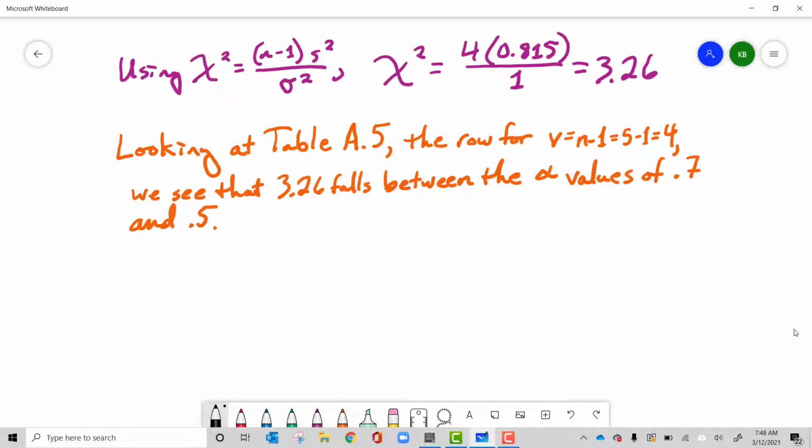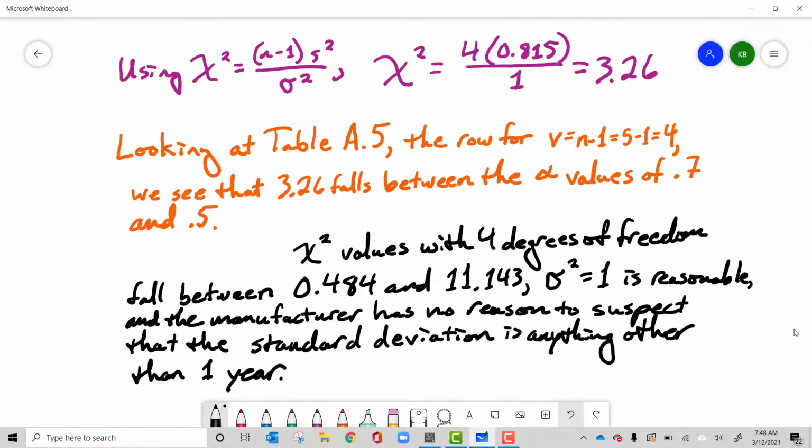But the way that we end up usually using these things and reporting them is something more along the lines of saying 95% of the chi-square values with 4 degrees of freedom fall between 0.484 and 11.143. Now those two values were found by taking a look at 0.025 and 0.975 as the two alpha values, and then looking at that 4 degrees of freedom row and seeing what chi-square values were there. So take a look at that, see if you can duplicate it.